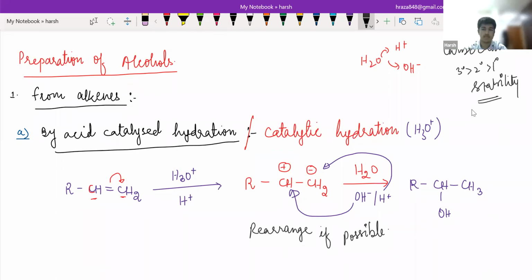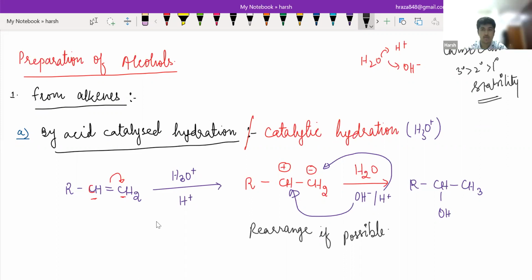So if you are going to react a reactant or a substrate, and you get a carbocation which is 2 degree, and adjacent to that there is a 3 degree carbocation, then that carbocation will shift to the 3 degree carbocation because it is more stable. Are you getting my point?